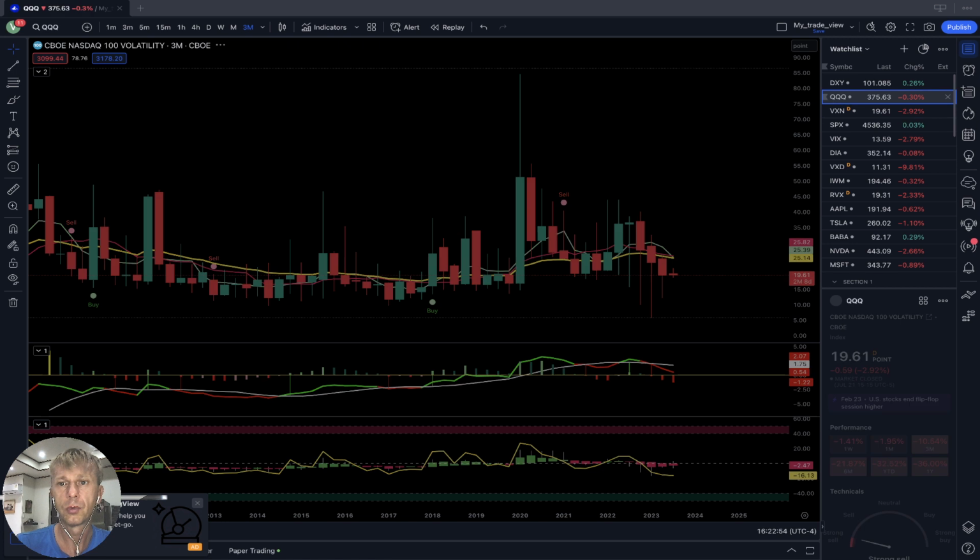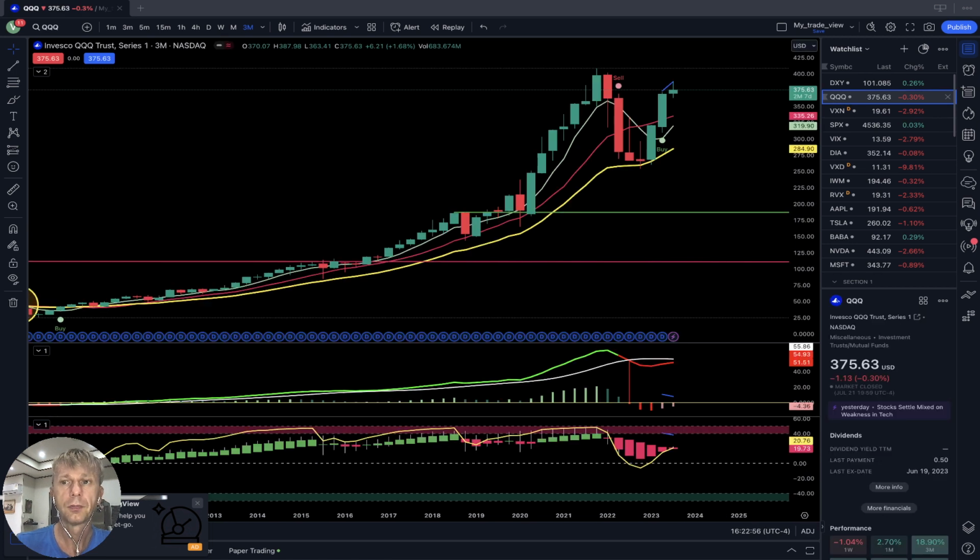Now let's move to QQQ. On quarterly, it's powerful, it's a bullish buy signal. The last bar is above all moving averages, it is very positive. It did bounce 3 quarters ago from the yellow line from the bottom.